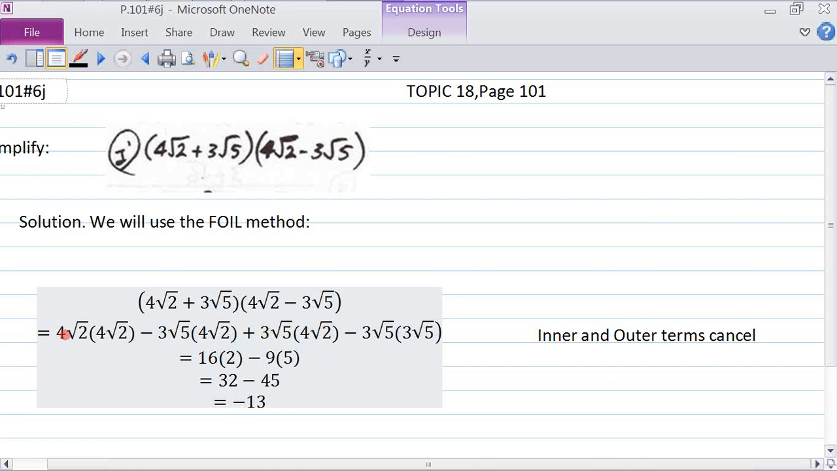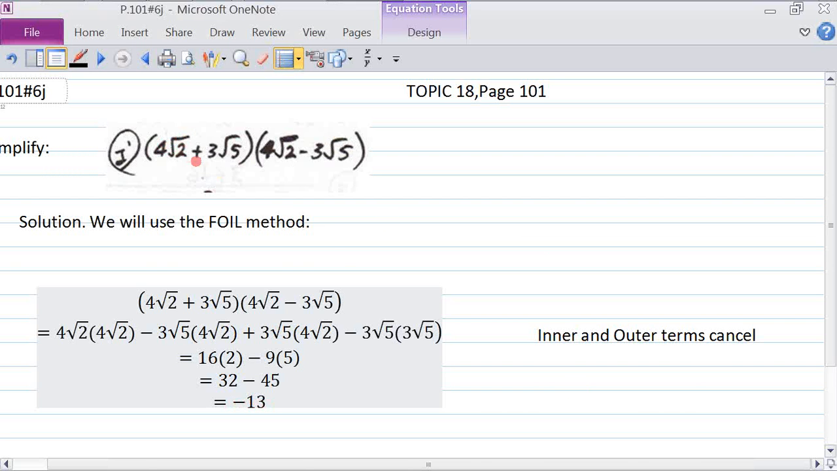The first term is 16 times the square root of 2 squared, which is 16 times 2, which is 32 right here. And the last is 3 times 3 is 9. Square root of 5 times square root of 5 is square root of 25, which is 5. 9 times 5 is 45. So we have 32 minus 45 is 13.